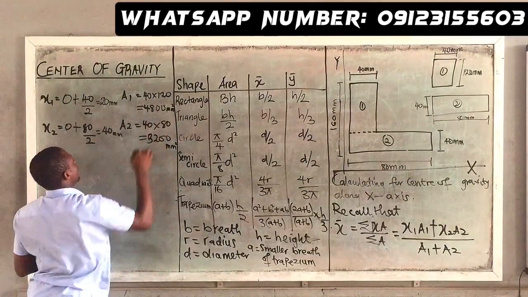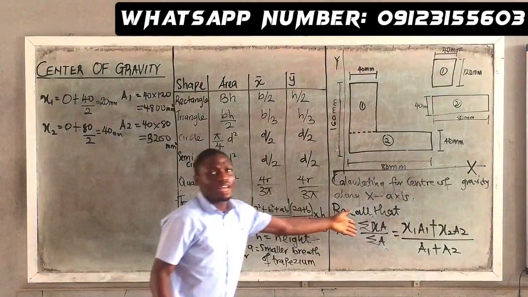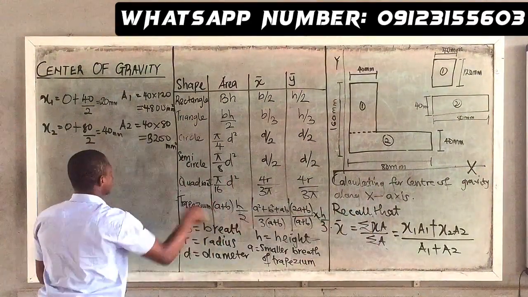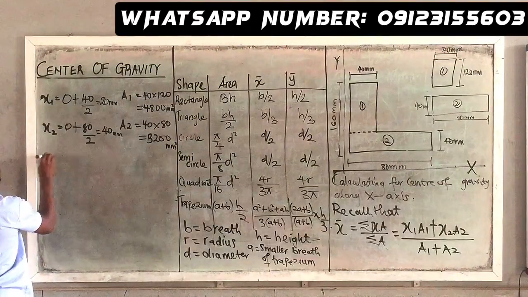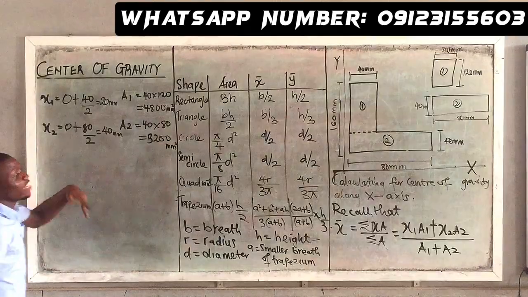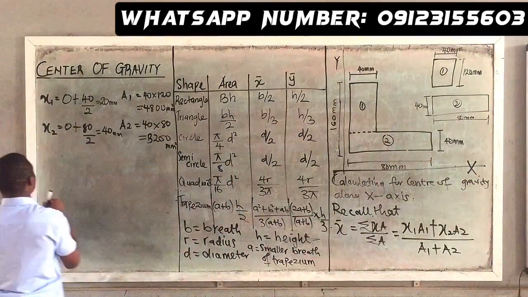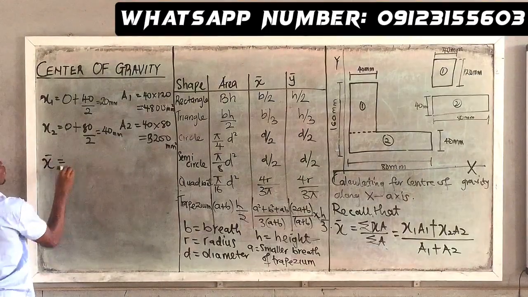Millimeter square. Now at this point, let's try to get the center of gravity along the x-axis. So we said x bar is equal to.